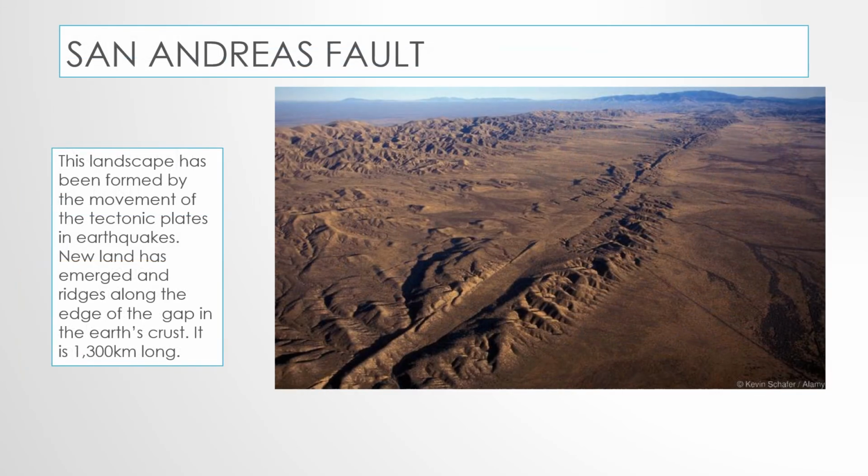Next one, this is the San Andreas Fault. This landscape has been formed by the movement of the tectonic plates in earthquakes. New land has emerged, and ridges along the edge of the gap in the Earth's crust, which is 1,300 kilometers long. So that's a new word for us. We're going to come on to look at that further on in the unit. Tectonic plates.